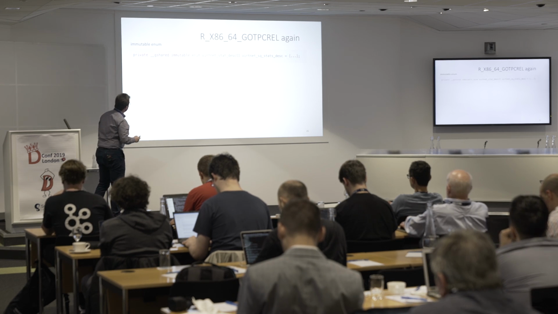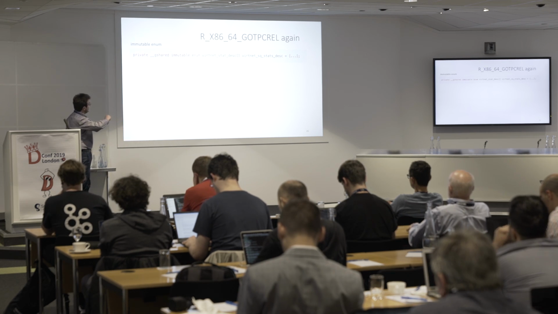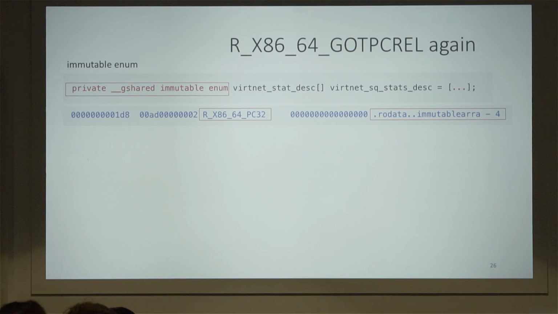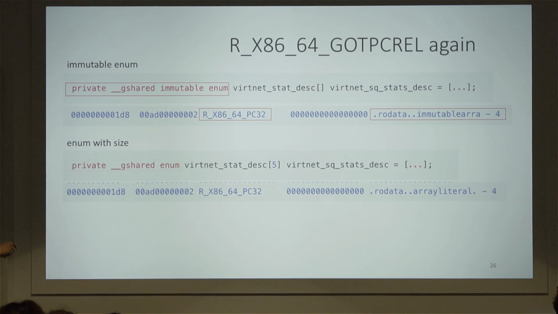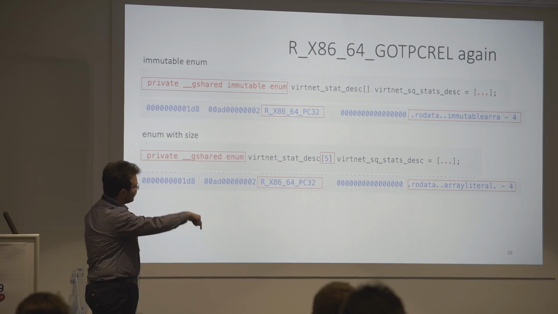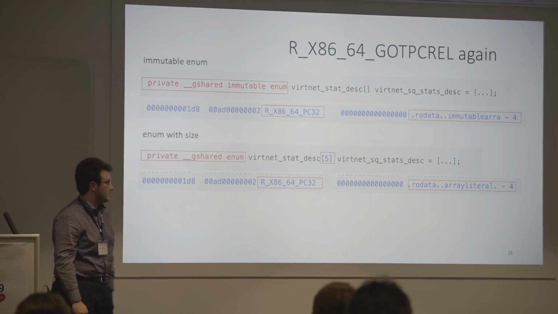What really solved the problem was to make the array immutable enum, and so a new type of relocation was generated, and the array was placed in the raw data section. Another thing that solved the problem was to make the array enum and specify the size, and this type of relocation was issued again, and the array was placed once again in the raw data section.